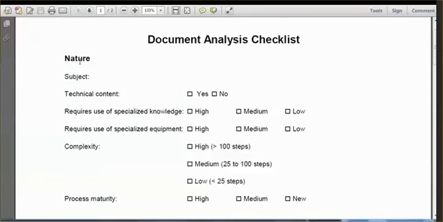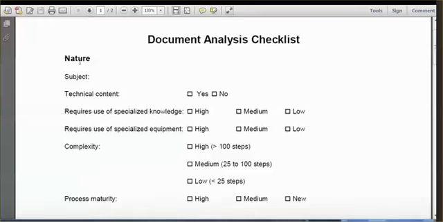Specialized equipment: will there be procedures or peripheral documents associated with this document that require an understanding or some more detailed information on the specialized equipment, and is that high, medium, or low in its usage? How complex is the document? In this particular analysis, they determine that anything that has less than 25 procedural-like steps is low, and anything that is greater than 100 is high.